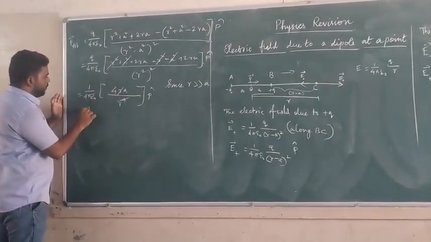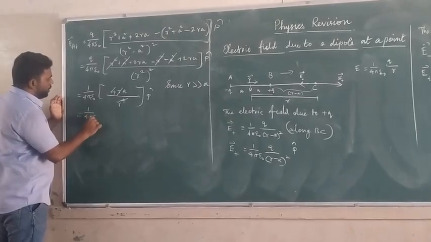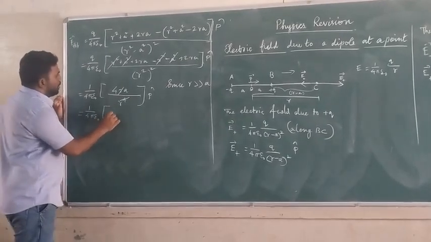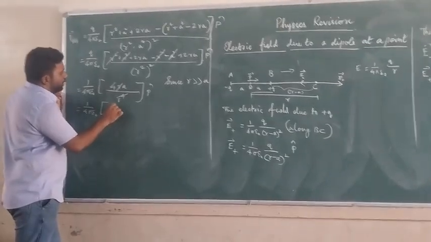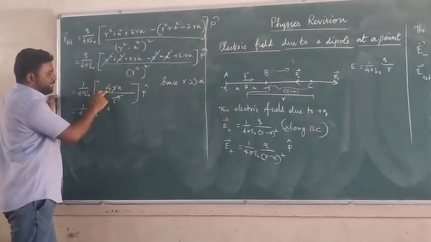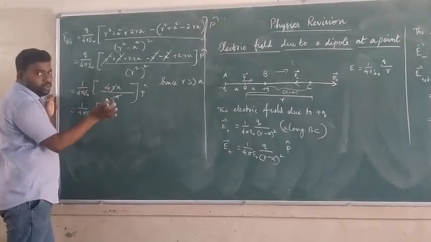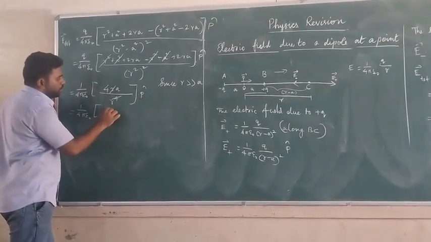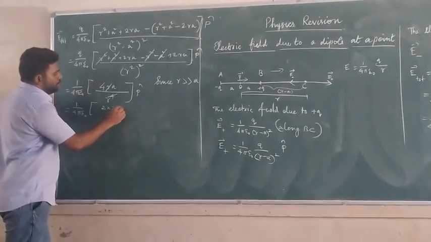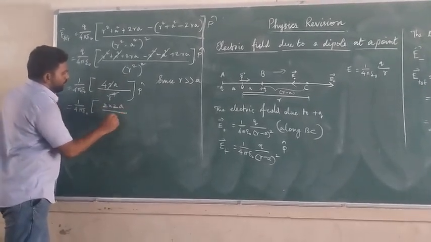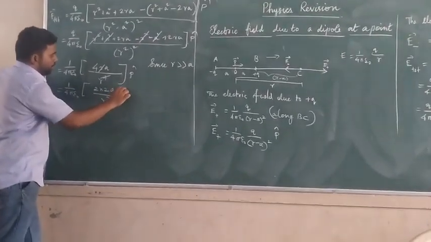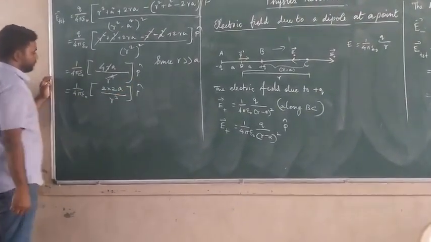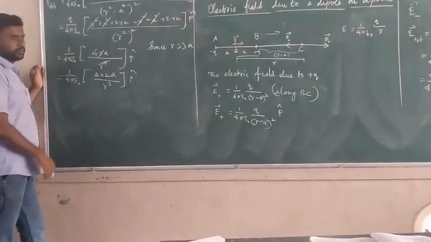Now let's see, 1 by 4 pi epsilon naught. Can we split this 4 as 2 into 2? Right? 2 into 2 A, divided by R power 3. Sir, Q will be missing. Yes, Q will be there.